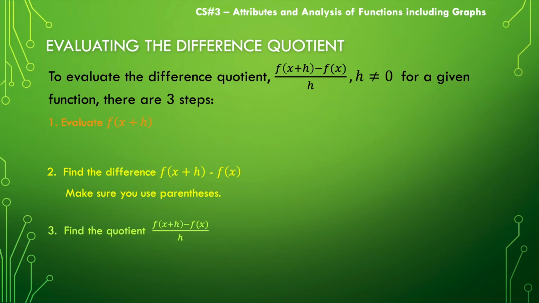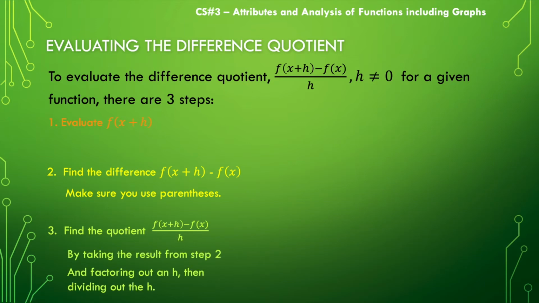Last thing you're going to do is find the quotient. Here's where we are going to put it all together. After we have found the difference, we're going to divide out the h. Typically, you're going to want to factor out an h from the difference that you found in step 2. And when you factor that h out, it will be easy to divide the h out of the entire thing because you'll already have an h factored out.